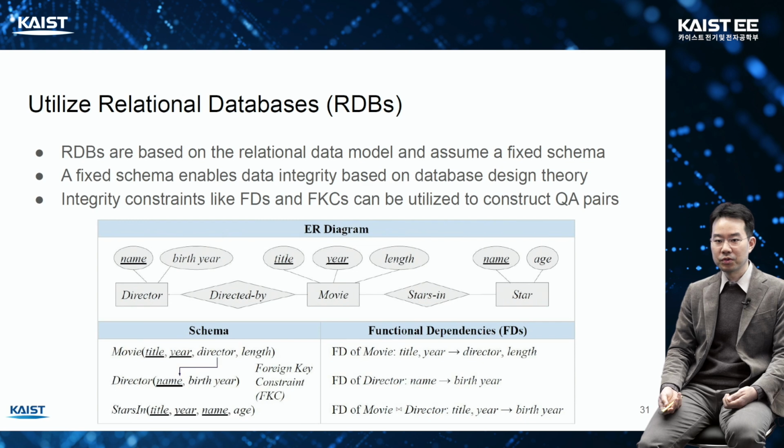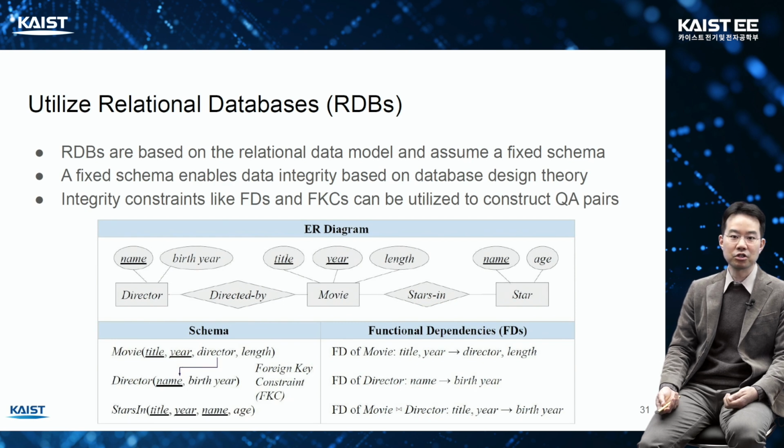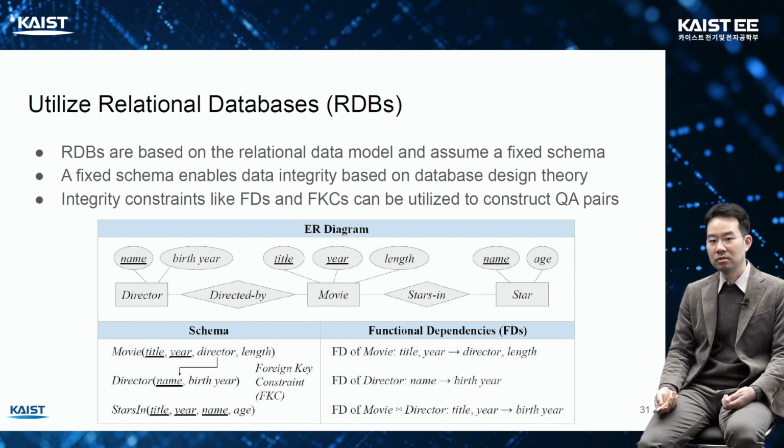You can also impose foreign key constraints, which connect attributes in different tables. So on the bottom left, the director attribute of the movie table refers to a director. So whenever you have mentioned a director in one of the movies, it has to exist as a director record in the director table.